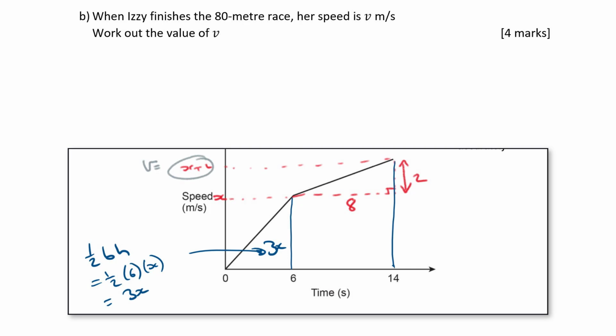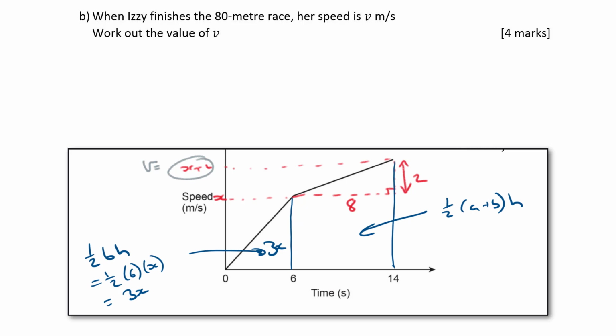What about the trapezium? A trapezium has a formula half a plus b h, where a and b are the 2 parallel sides. So my first parallel side, this one, we already know is x, and my other parallel side, this one, we called x plus 2, times h, which is the distance between them, isn't it? So that distance there, which we know is 8. Okay, so what's the area of that then?